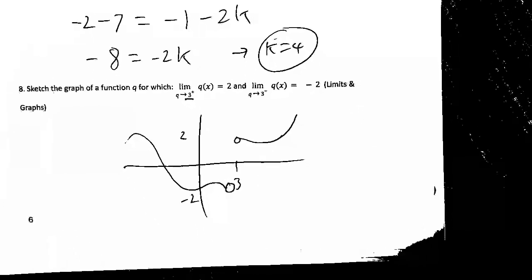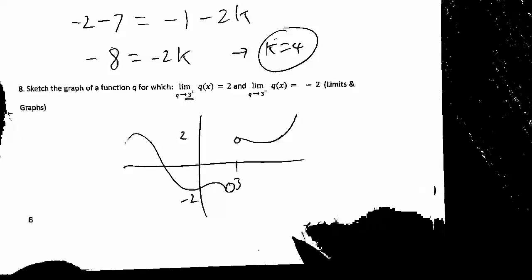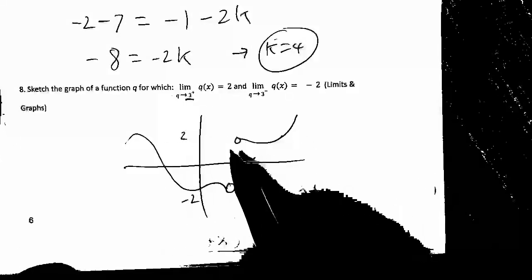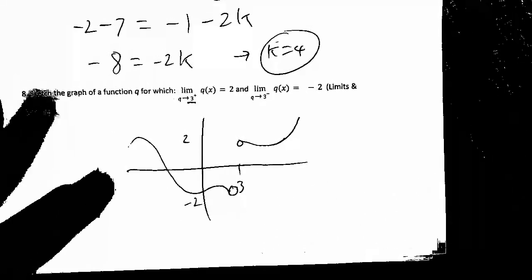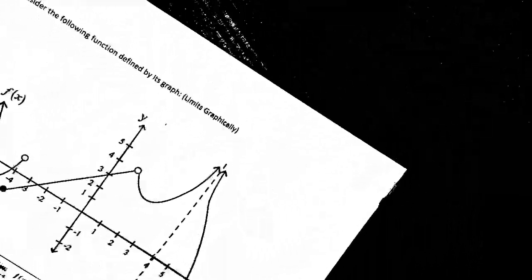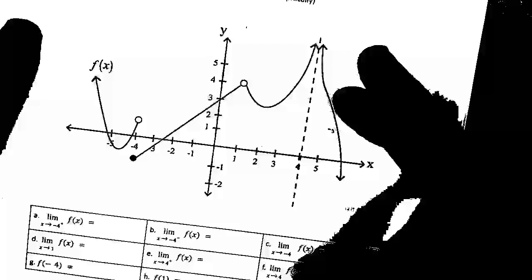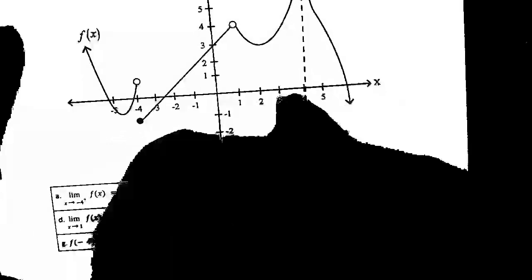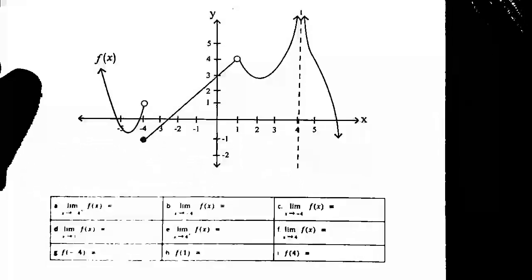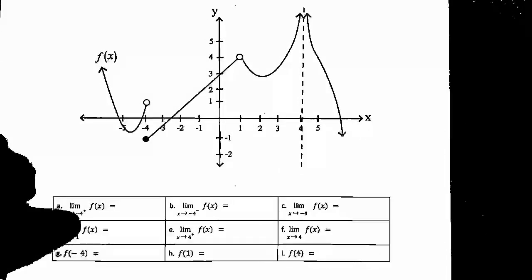And there's multiple different answers for this. As long as you show that from the right, it's approaching 2, and from the left, it's approaching negative 2, you're fine. Okay, we got some graphical limits here. This is very important, so be familiar with number 9. Definitely be familiar with it all, but you can expect a question very similar to this on the test.